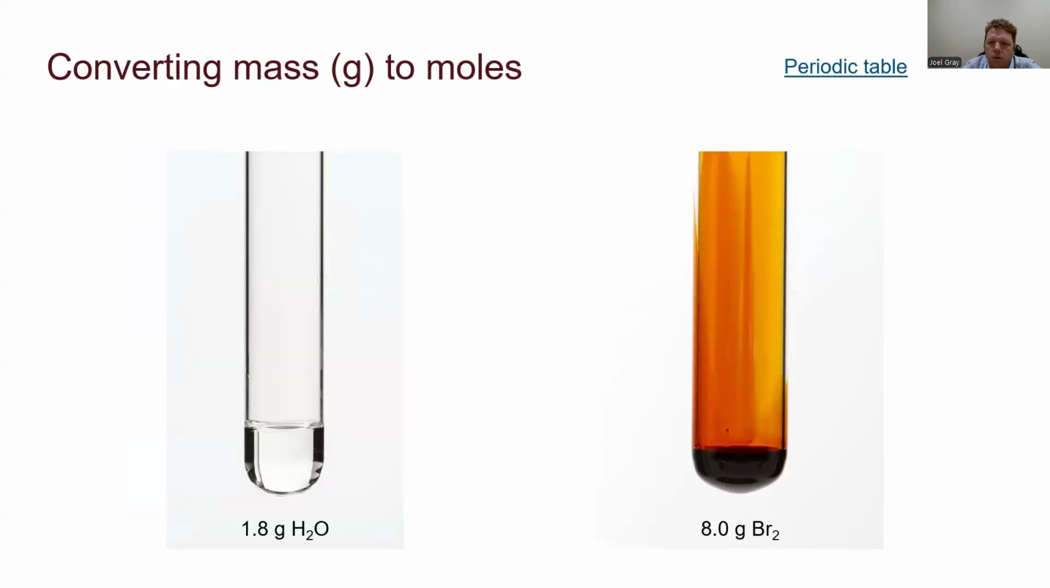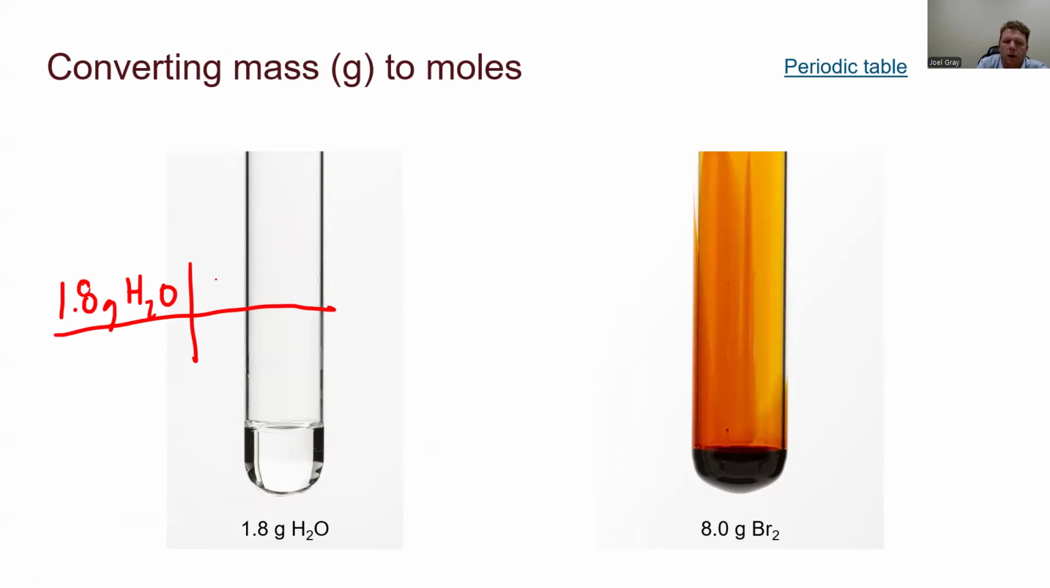Converting mass to moles. Well, 1.8 grams of H2O, 8 grams of Br2. We got to use the periodic table for this. So if we have 1.8 grams of H2O, we're working in the opposite direction. What is the mass of 1 mole of H2O? We can do something known as dimensional analysis. And this is merely a conversion.